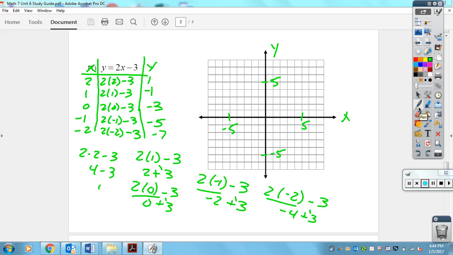To the right 2, up 1. To the right 1, down 1. 0, down 3. Left 1, down 5. And left 2, down 7. It's not just 5 dots. It is a line. A line with arrows on the ends is your answer.